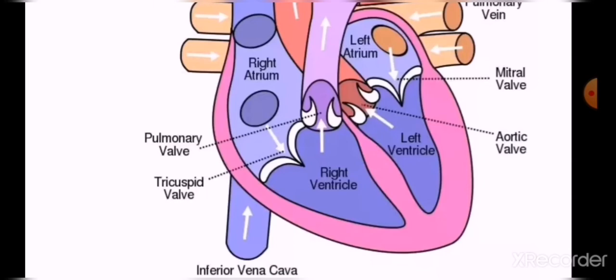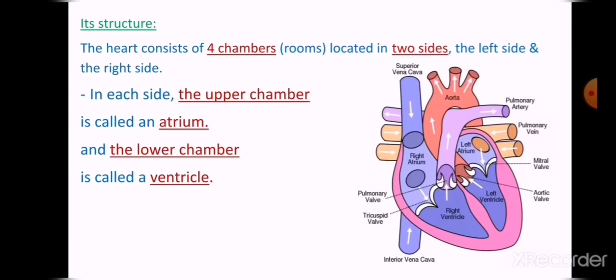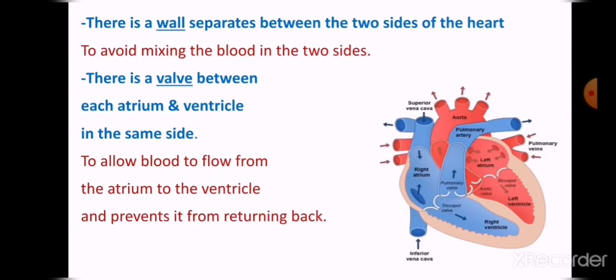This valve, what is the function of the valve? The valve allows the blood to flow from the atrium to the ventricle and prevents it from returning back. The blood flows or moves from atrium to ventricle. This is the path of the blood from the atrium to the ventricle, not from the ventricle to the atrium.